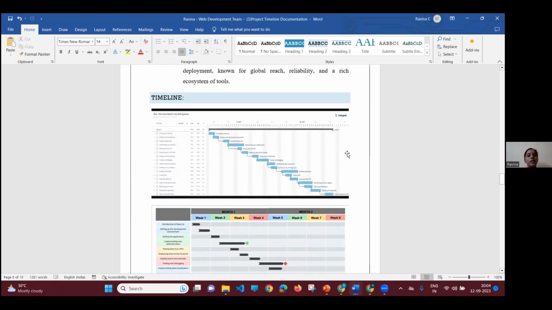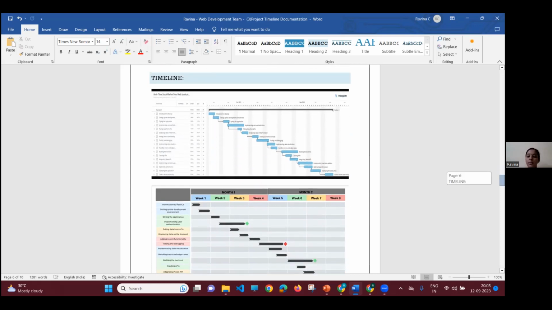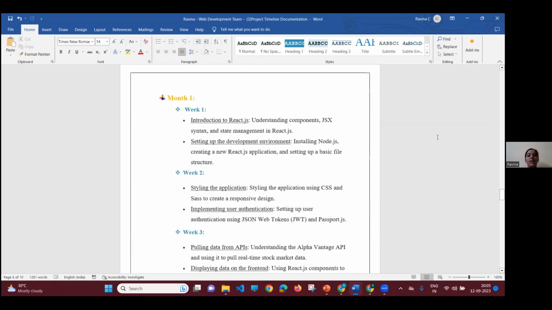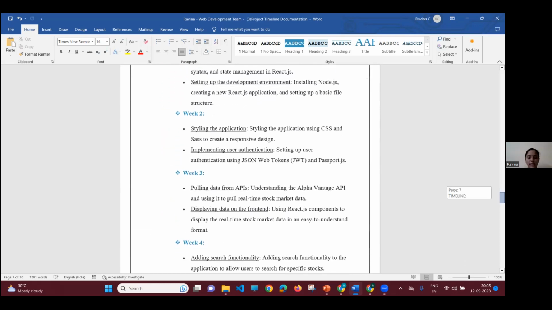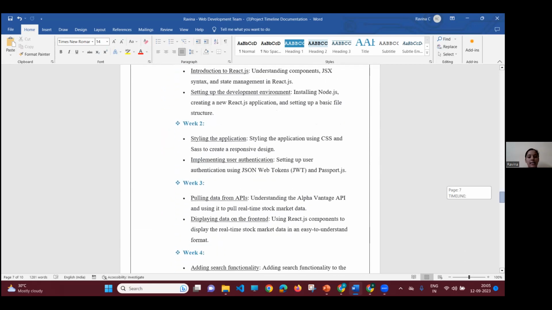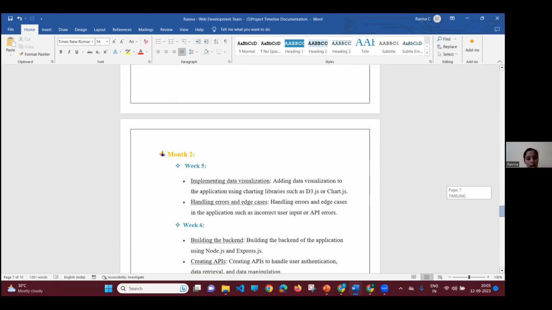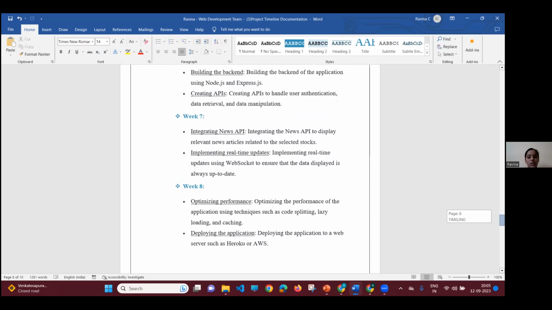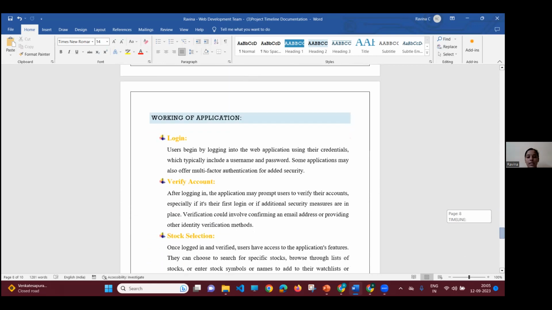So I included the image of the real-time timeline chart and also the PowerPoint slide, and have a detailed explanation of how the task is split and the description of each task. For month 1, we have 4 weeks, and each week is assigned 2 tasks. Same as month 1, month 2 is divided into 4 weeks, and each includes 2 tasks, which we saw in detail in the presentation itself.